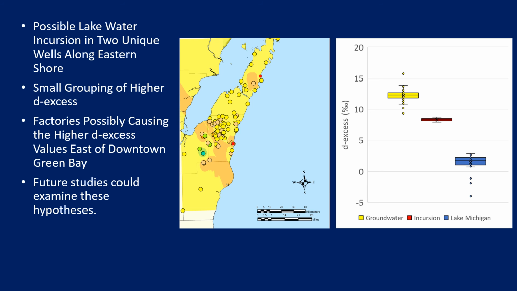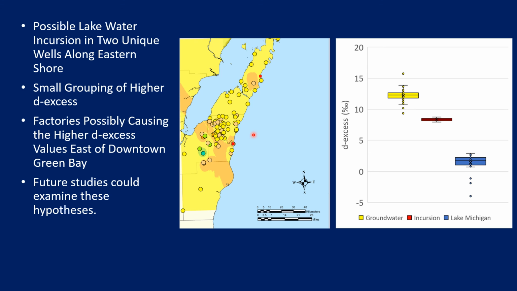In addition to creating a regional groundwater isoscape and comparing our results to Bowen, we found some interesting data points. First, we noticed that there are two wells on the eastern shore of Wisconsin that have very low d excess values and relatively high oxygen and hydrogen isotopic compositions. They're the red dots on the left image here. This indicates that there is some incursion of surface water. We think this is from Lake Michigan, but this would be a great opportunity for future studies to test this hypothesis.